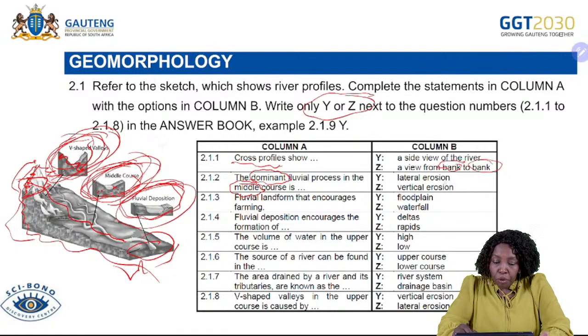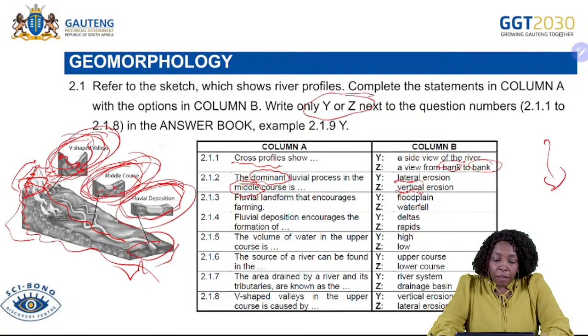Before you can come up with your answer, you must be able to know these different types of erosion, how they differ from the other. So we've got lateral. Lateral means side. So this one means erosion is taking place sideways. And then if it's vertical, it means erosion is digging vertically deeper.